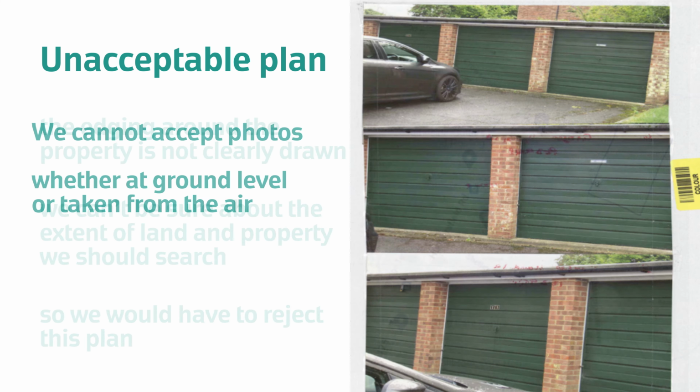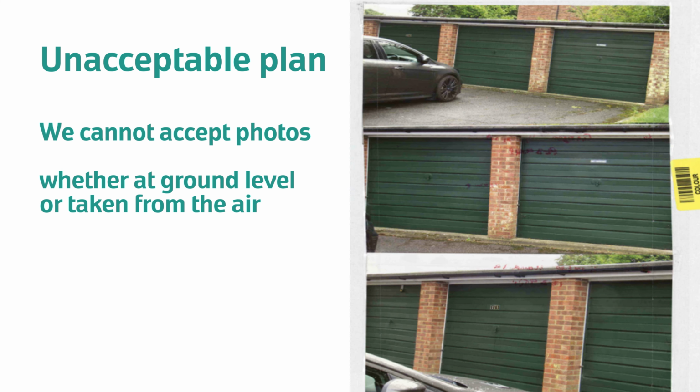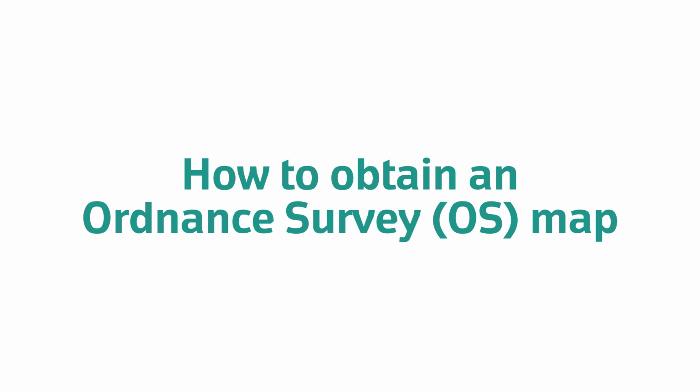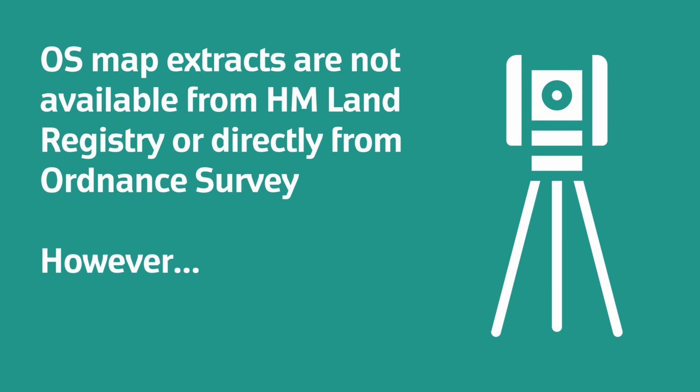This is another example of an unacceptable plan. In fact, it isn't a plan at all. We cannot accept photos, whether they're taken at ground level or aerial shots. We cannot supply extracts of Ordnance Survey map data, either generally or for conveyancing purposes. Maps of a house or property for planning permission and/or submission to HM Land Registry are not available directly from Ordnance Survey or HM Land Registry.